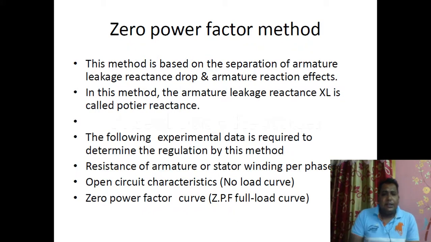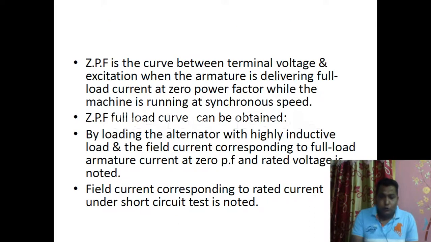What are the data we need? Resistance of the armature or stator winding per phase, open circuit characteristic, that is the no-load curve, and the zero power factor curve. The first two steps are somewhat similar to the impedance method. So let us see how to find that out.